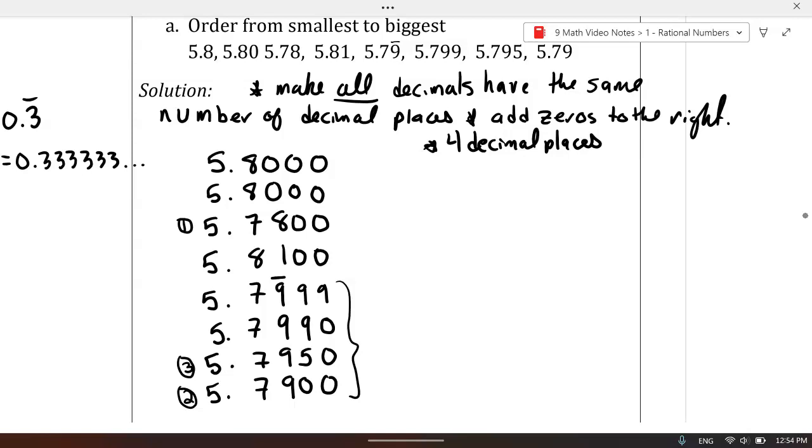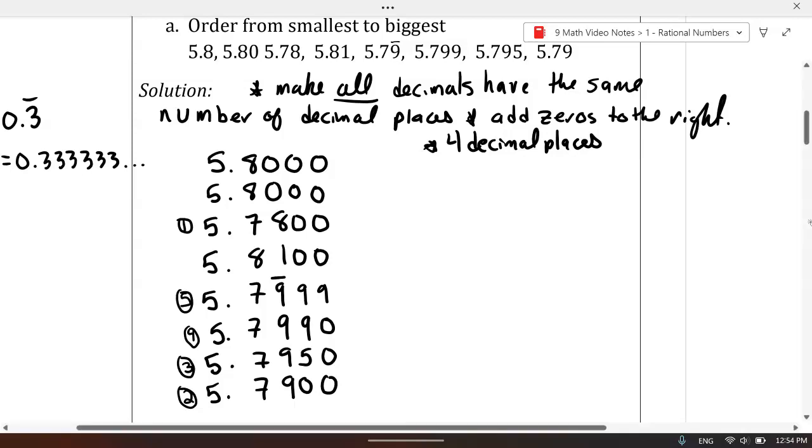Now, 7,999 is bigger than 7,990. So this is going to be my 4th biggest one. This one right here is going to be my 5th biggest one. Awesome. So now we've dealt with everything that has a 7 in the tenths column. Now I just need to look at here. 8,100 is the biggest. And these two right here are actually the same. 5.8 and 5.80 are the exact same number. So I can write this one as the 6th smallest number, or this one is the 6th smallest number. It doesn't matter. I'm just going to go 6, 7 like that. Then I'm going to put an 8 like this.